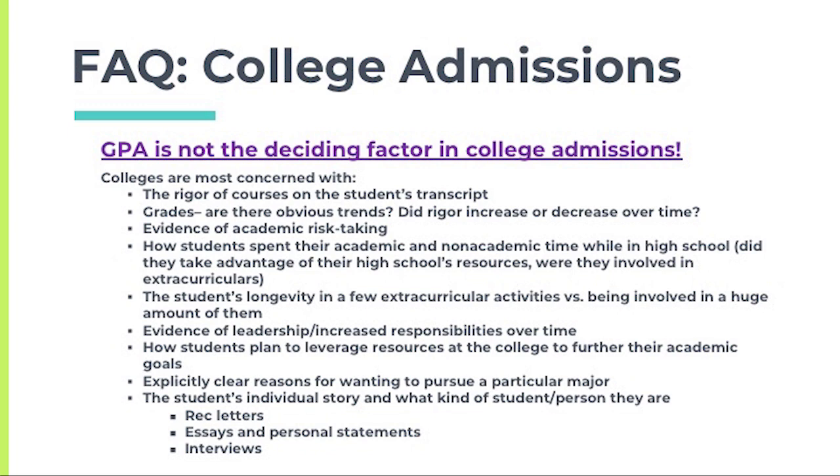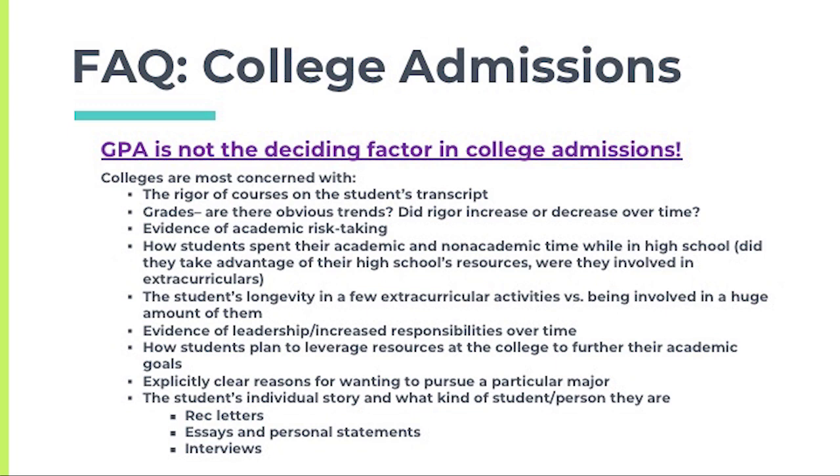Did rigor on the transcript increase or decrease over time? If it decreased, why did it decrease? Did you get very involved in some extracurricular stuff? Did you have family concerns that affected your schedule? Did you prioritize certain subjects because you really enjoyed them and then decided to build your schedule so that you had time to focus on those subjects?